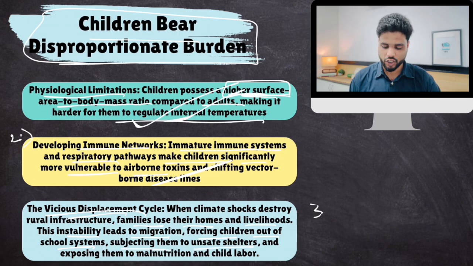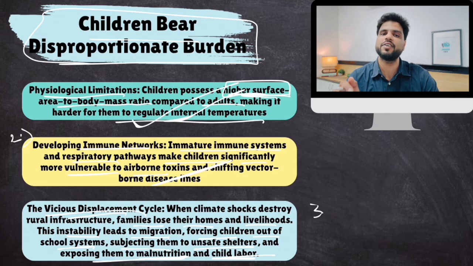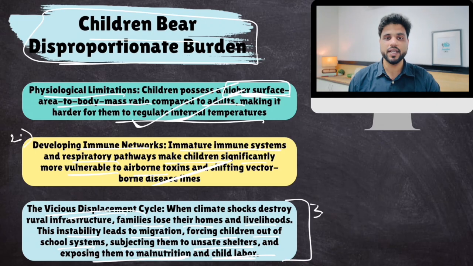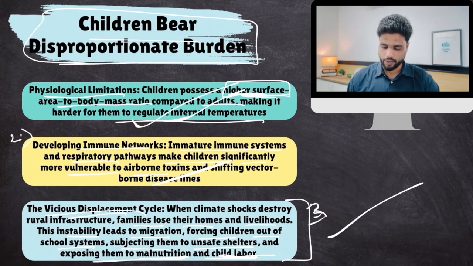Subjecting them to unsafe shelters, exposing them to malnutrition and child labor also. If the family is suffering economically, you don't have food to eat in your home, well, the parents are also willing to let their child do all the labor, okay, earn some money. So this forces them to abandon their education. The children abandon their education and they go for child labor. This happens, forced migration. So that is why they are more vulnerable.